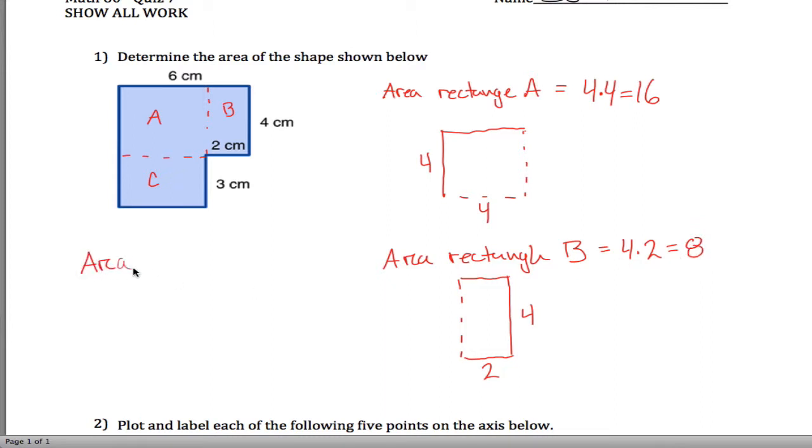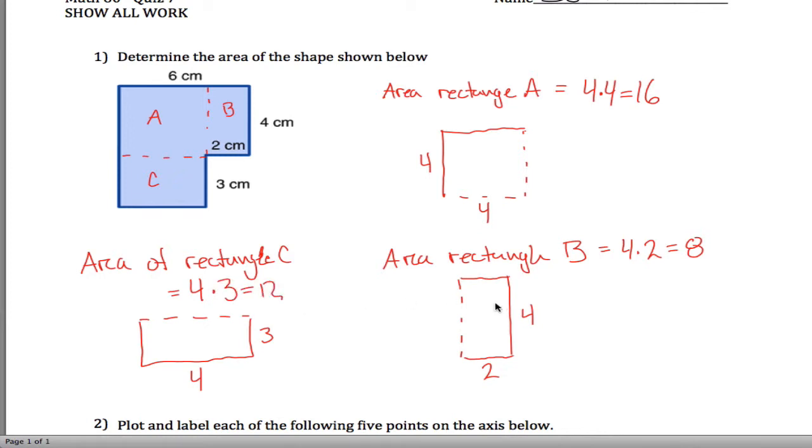And so lastly, the area of rectangle C is this guy down here. And it tells me that this is 3. And it doesn't tell me this, but this is the same as what this was for A. And that was 4 over here. So what that means is I have a rectangle that's 4 by 3. And so therefore its area is 4 times 3, which is 12.